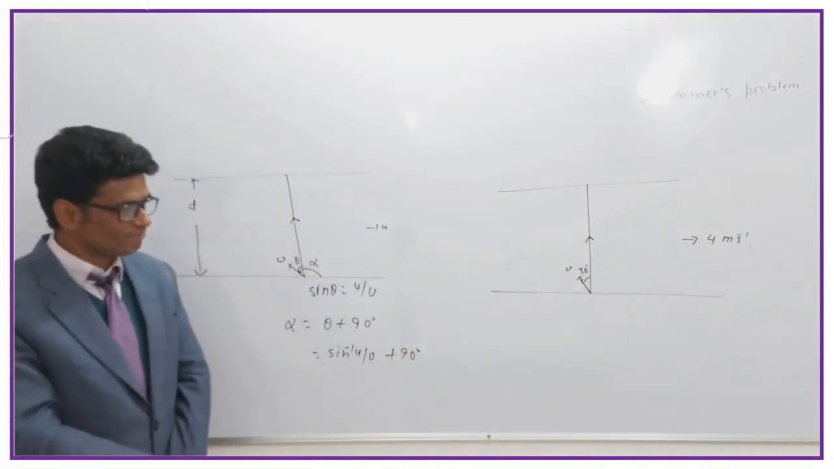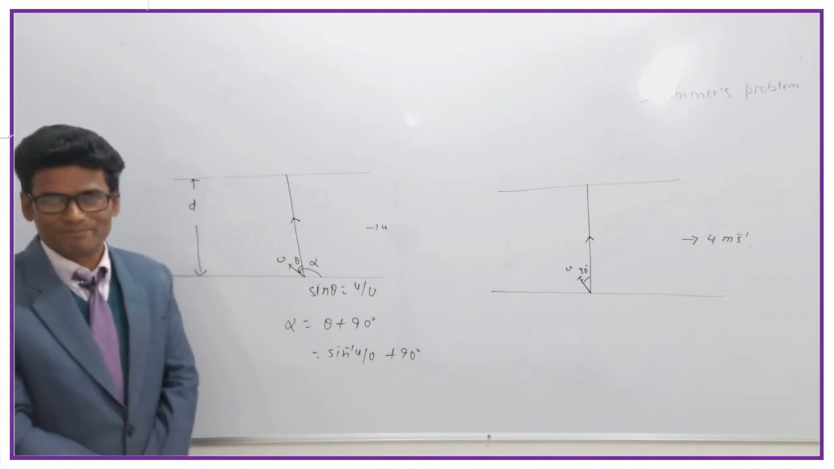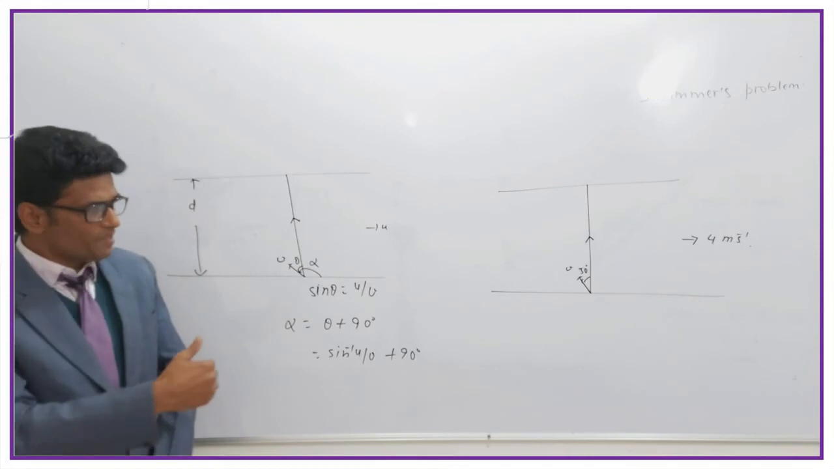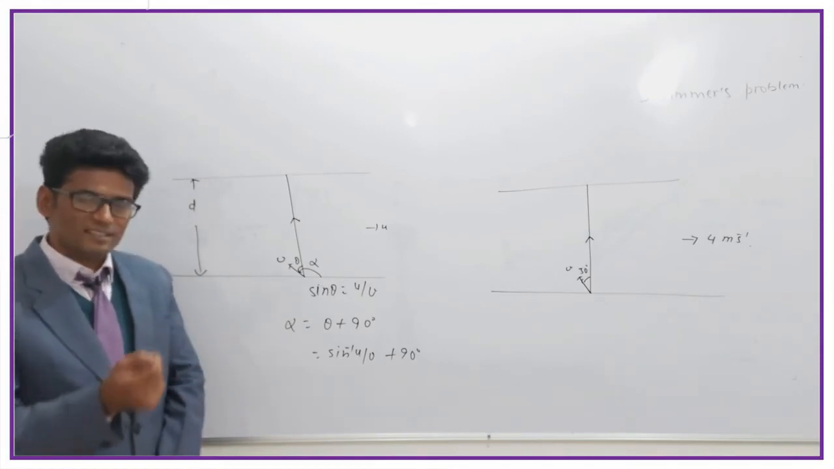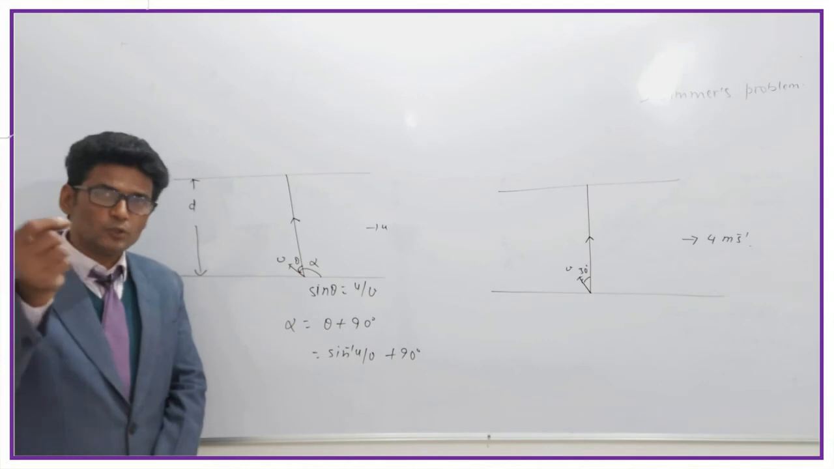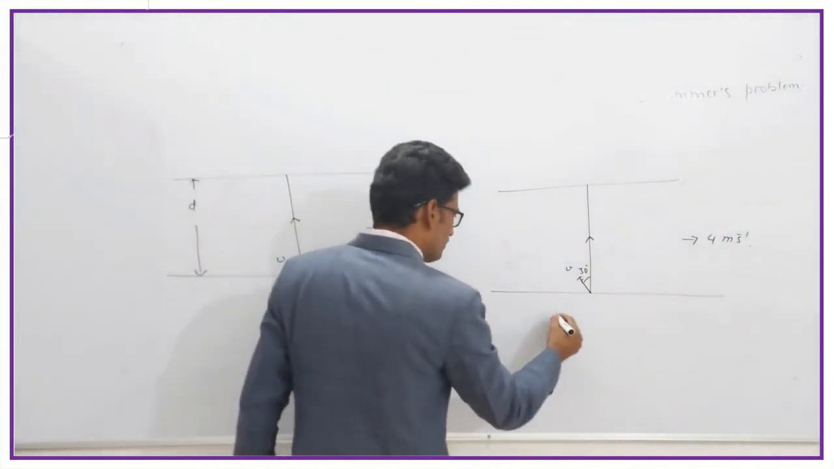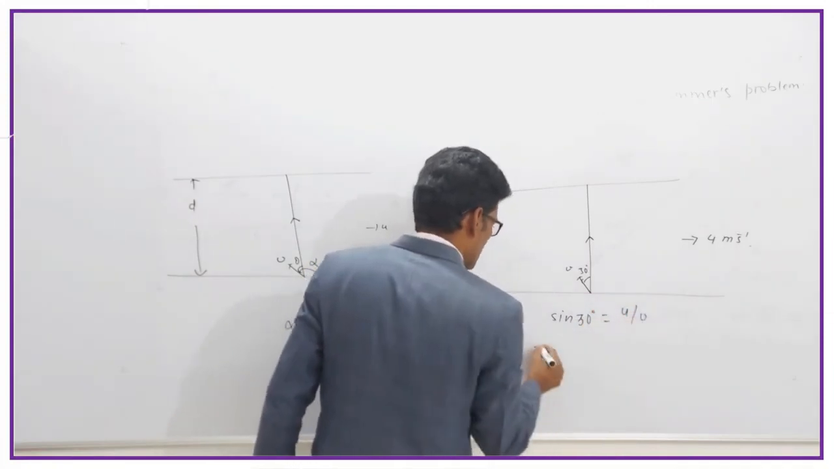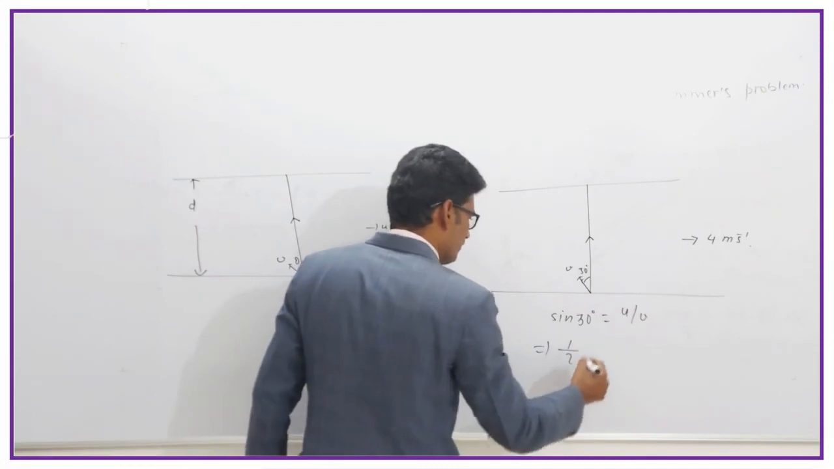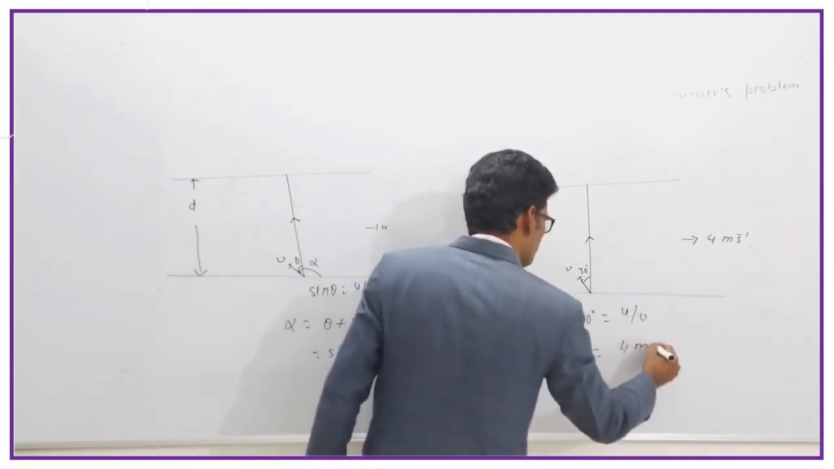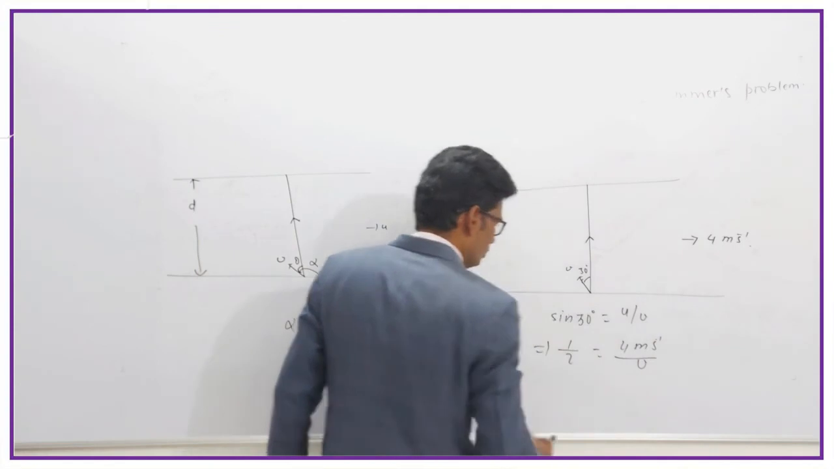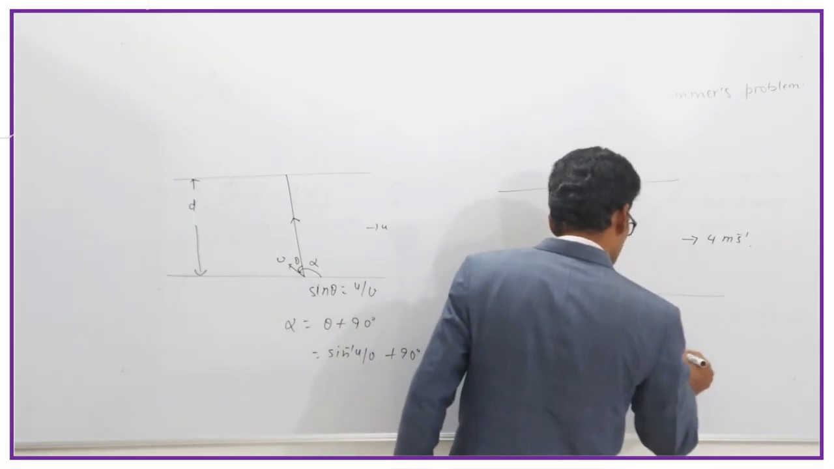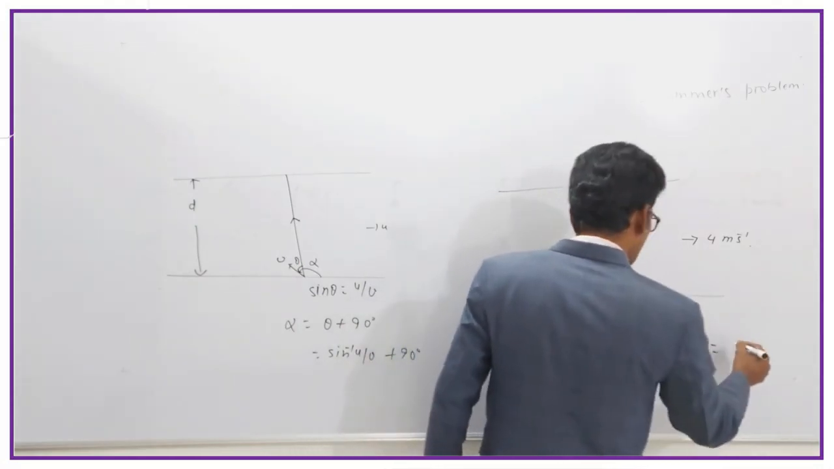Now look at the swimmer swims at angle 30 degree, which means sin 30 degree must be equal to u over v. So the solution is very easy. Sin 30 degree is equal to u over v, and as we all know, sin 30 degree comes out to be half, and this u is 4 meter per second. So this is the v. This implies v equal to 8 meter per second.